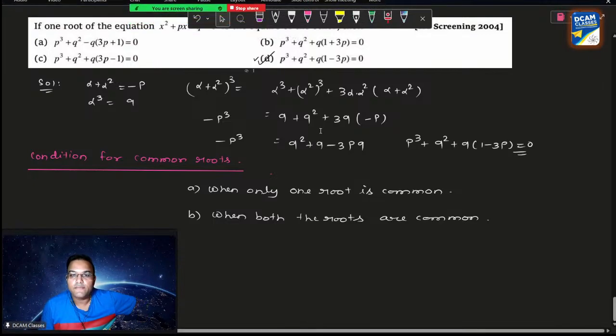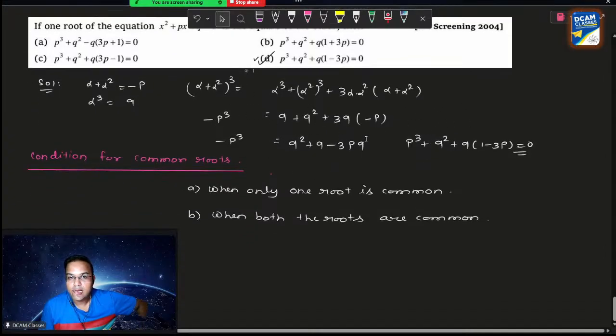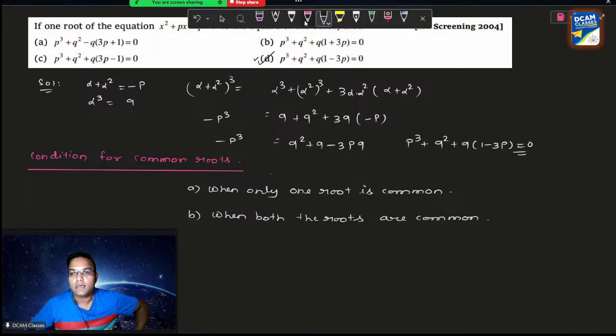Okay, understood now everyone? This question is very easy. I have used the formula that a plus b whole cube is equal to a cube plus b cube plus 3ab into a plus b.